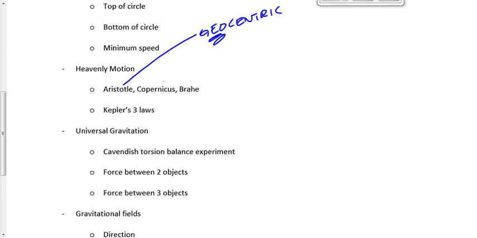And then we fast forward a couple thousand years to Copernicus, who talked about the heliocentric, and we already know what that means because we just talked about it. The sun-centered. The Earth and all the other planets revolve around the sun, which is the way we know it to be now, right? Fast forward a little while later, Tycho Brahe, what's he known for?